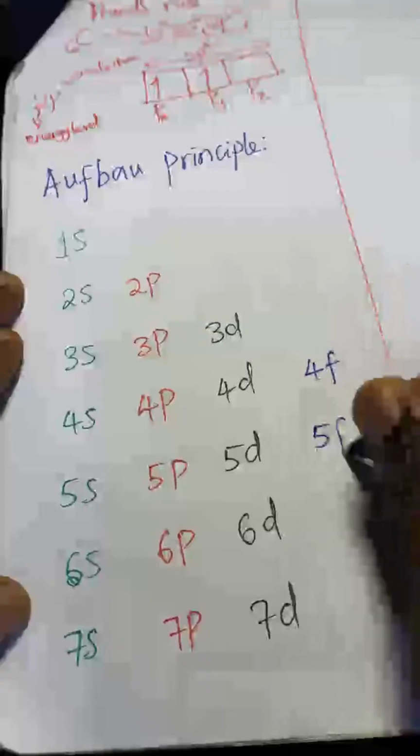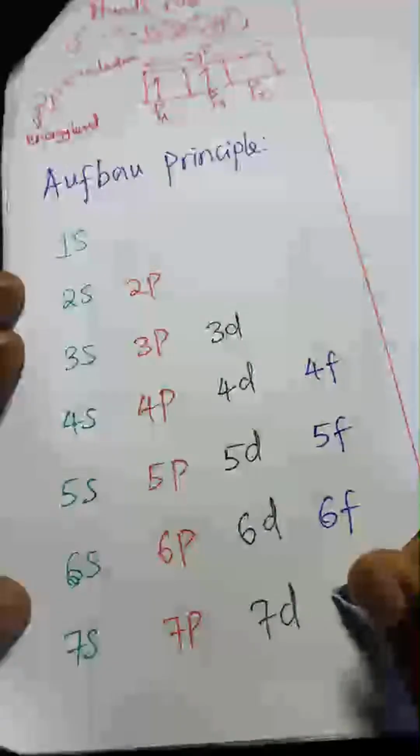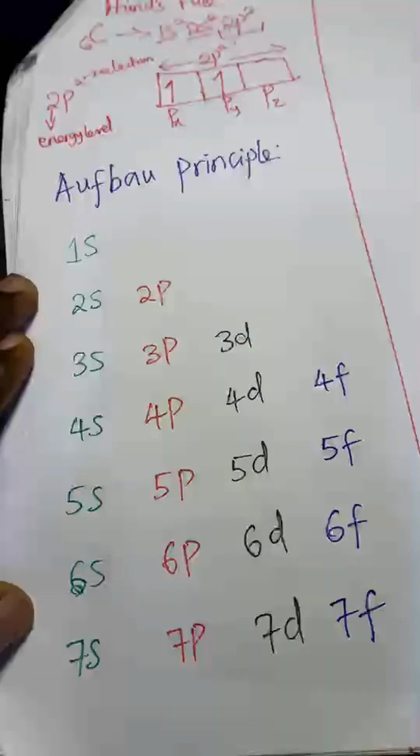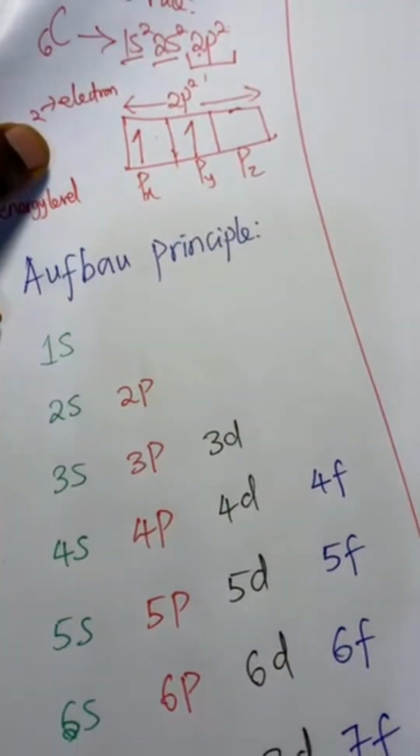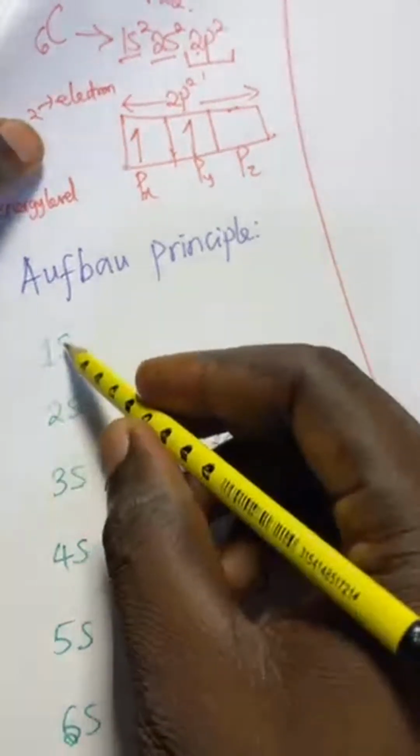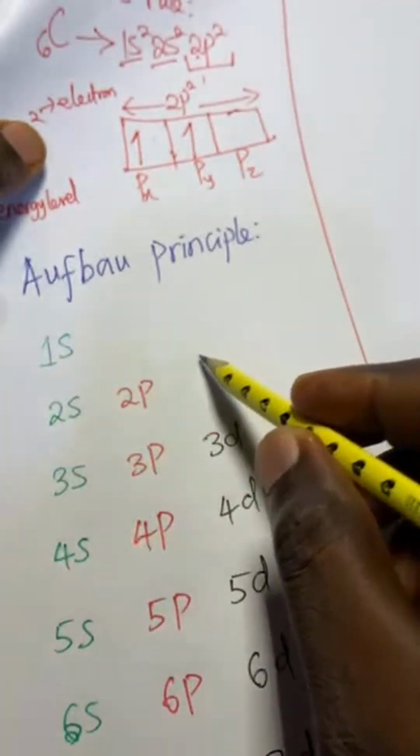We have 5f, 6f, and 7f. Now I've outlined the relative distance. Now look at what you have to do here. I'm going to join. What does the Aufbau principle say? It says an electron must first occupy the lower energy level before that of the higher energy level.